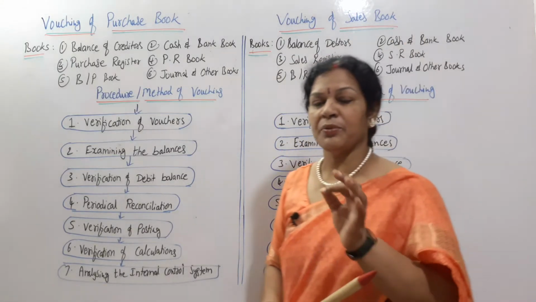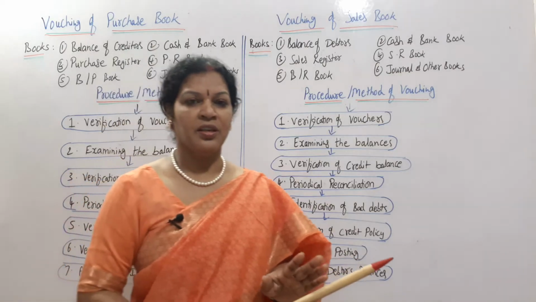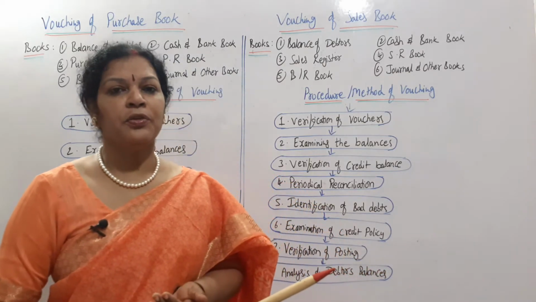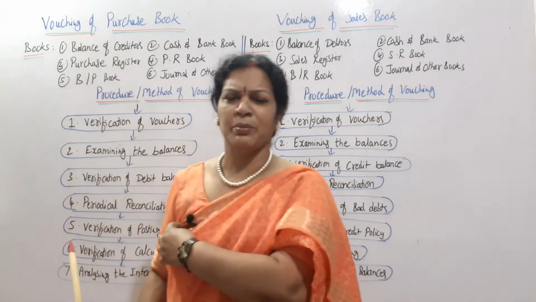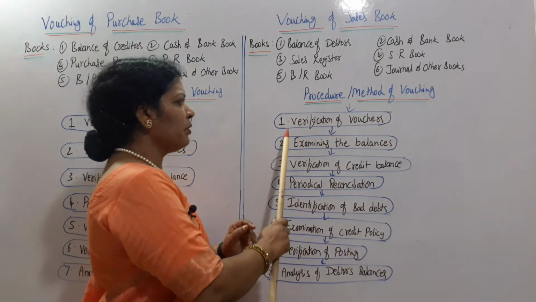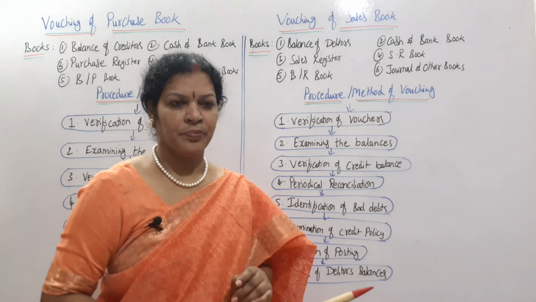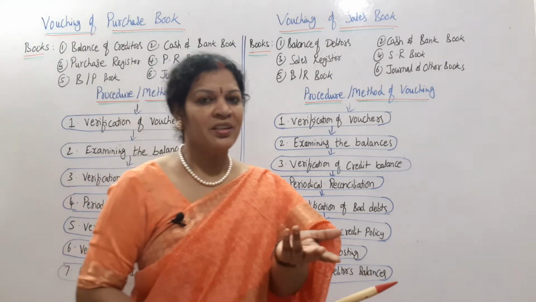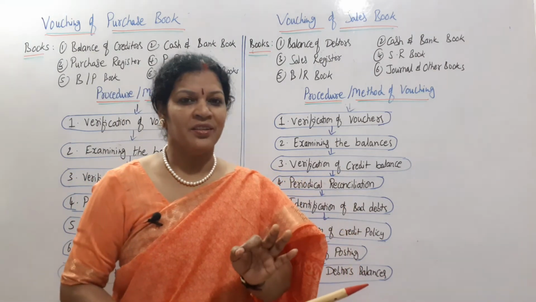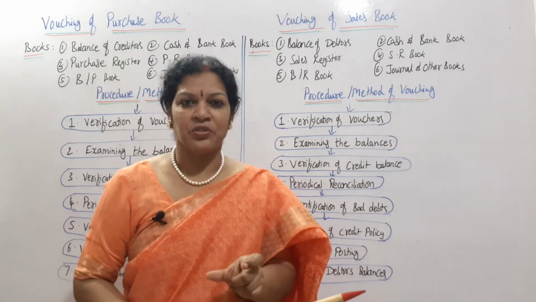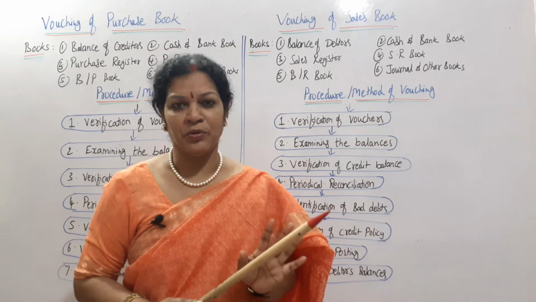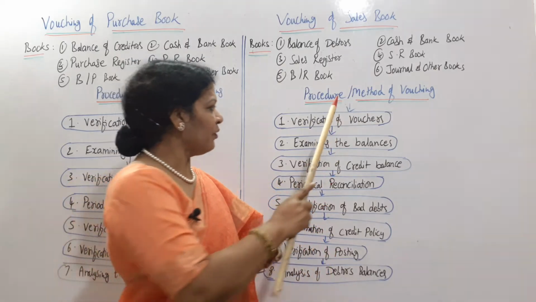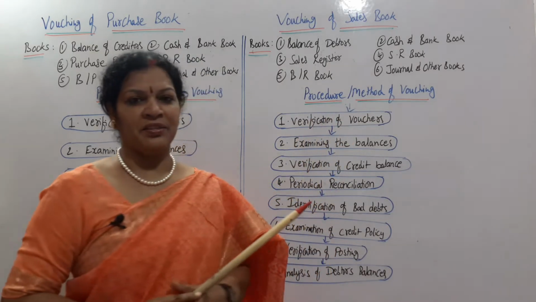After verification of these books, then the procedure of vouching of sales book. Procedure or method, it is also the same like this only. First thing is that what we are doing: verification of vouchers. We are selling goods. When we are selling, some voucher is there, na? On that voucher, debtor number or something is written over there. So that you have to verify. And after verification, examining the balances.